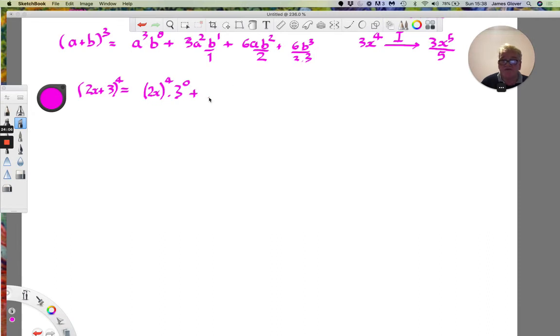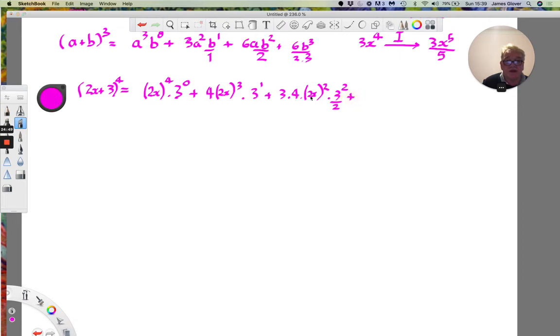Then differentiate the first term, giving 4 times (2x) to the power of 3. So I'm differentiating with respect to 2x, not to x. And integrate 3 to the power of 0 with respect to 3, giving 3 to the power of 1 over 1. And then continue. Differentiate, we get 3 times 4 times (2x) to the power of 2, and then 3 to the power of 2 over 2.